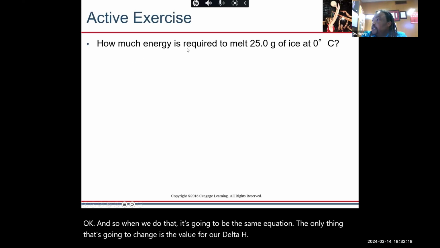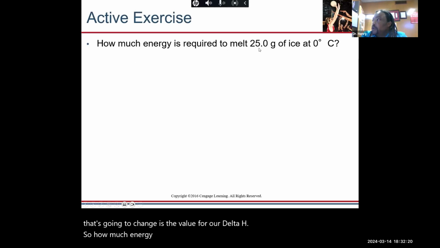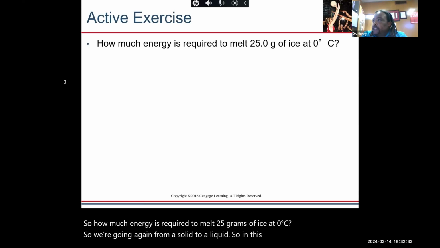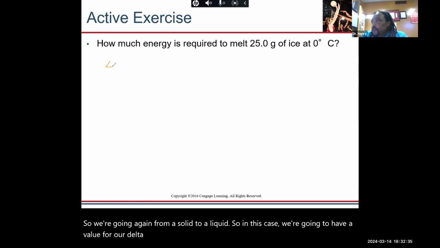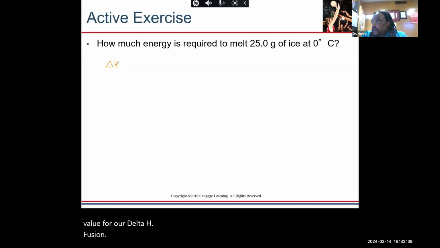So how much energy is required to melt 25 grams of ice at 0 degrees Celsius? So we're going again from a solid to a liquid. So in this case, we're going to have a value for our delta H fusion from that table that we saw earlier.